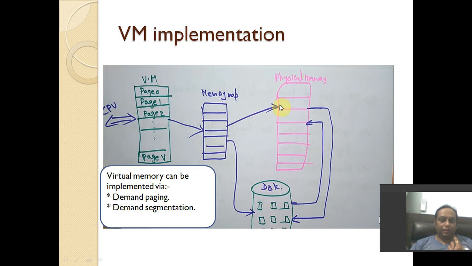If that particular demanded page is available in the physical memory, then it can be assigned to the CPU. But if that page is not available in the physical memory, then it demands that particular page from the disk. Disk means secondary storage. So it demands the particular page from the disk.